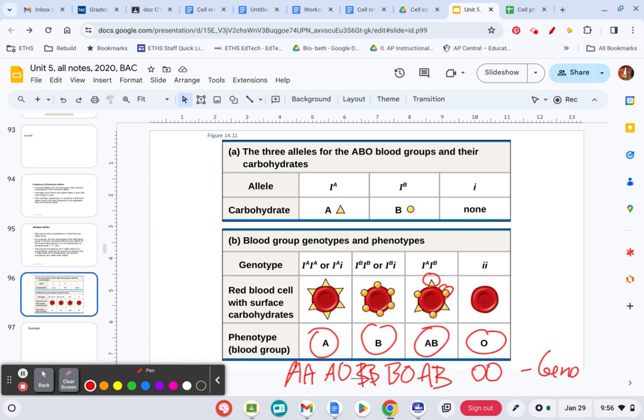Because if anyone else gets them, if somebody with A blood gets AB, the A markers will be fine, but the B ones will be recognized by the immune system as wrong. And the blood will clump. It will clot, and it will kill the person. So you have to be very careful in blood typing.